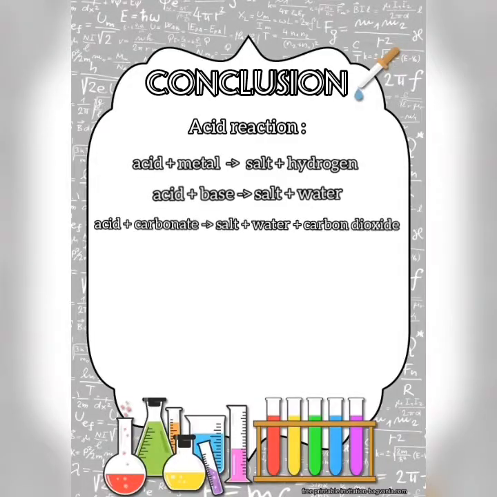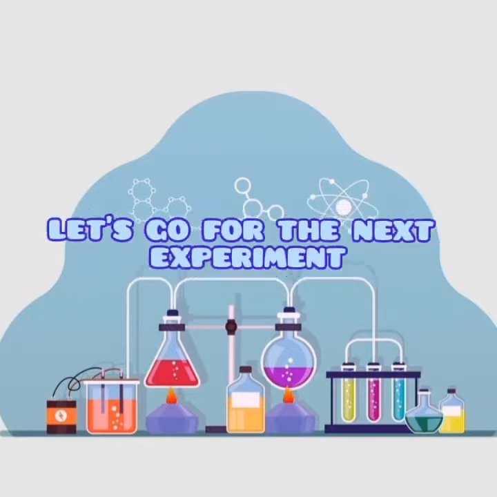The conclusion for the experiment is, I want to state 3 examples of acid reactions. The first one is when acid plus metal, it will become salt plus hydrogen. For the second one, when acid plus base, it will become salt plus water. And for the last one, when acid plus carbonate, it will form salt plus water plus carbon dioxide, as in this experiment. Let's go for the next experiment.